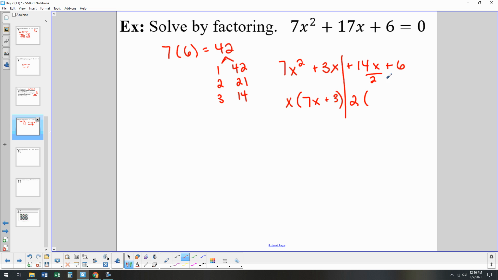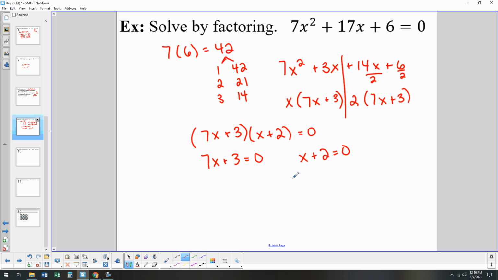So 14x over 2 is 7x. 6 over 2 is 3. And look at that, we had 7x plus 3 in both. So 7x plus 3 and x plus 2 are our factors. And if we set each one equal to 0, we can solve each one.